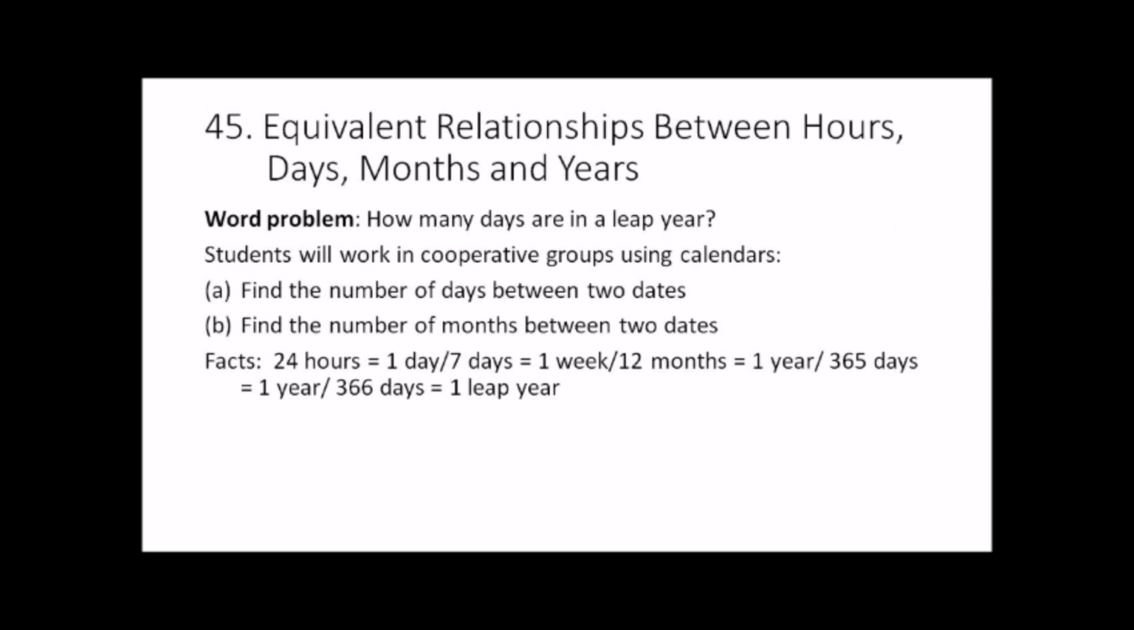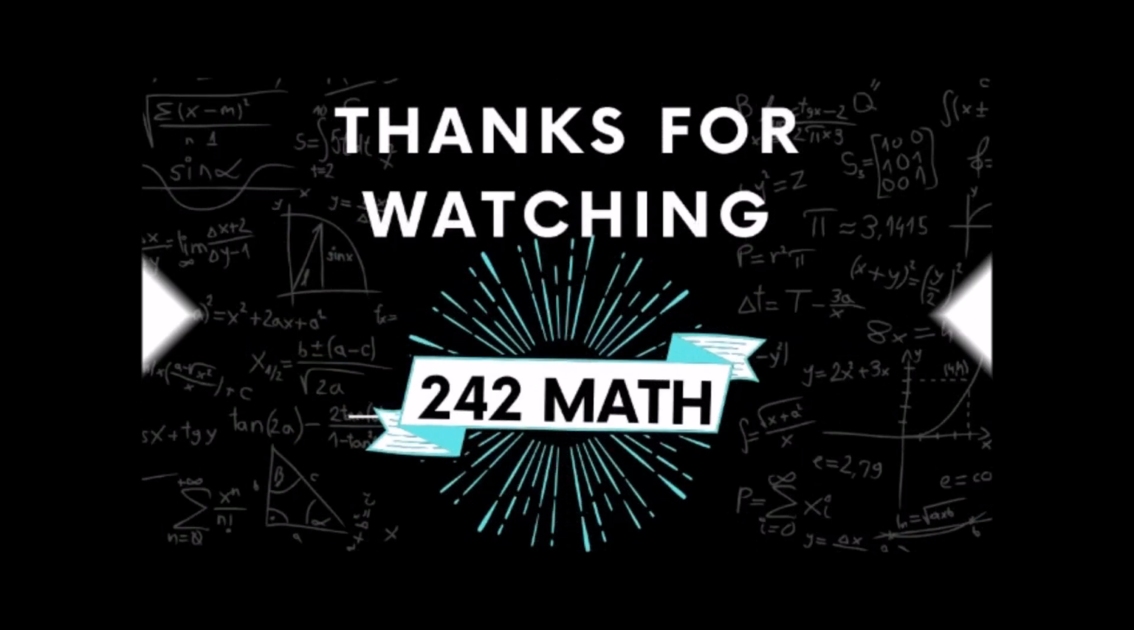Lesson 45, equivalent relationships between hours, days, months, and years. How many days in a leap year? They should know that since they're working in cooperative groups using calendars. Find a number of days between two dates, find a number of months between two dates. 24 hours, 1 day; 7 days, 1 week; 12 months, 1 year; 365 days, 1 year; 366 days, 1 leap year. So that's your answer: there are 366 days in a leap year. Students don't need to know the fact 365 and a quarter days, just 365 is fine.